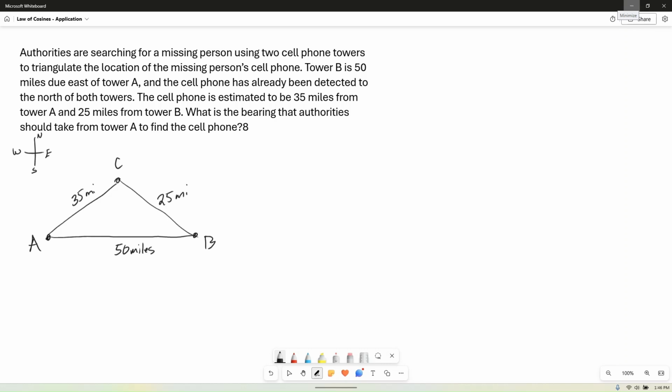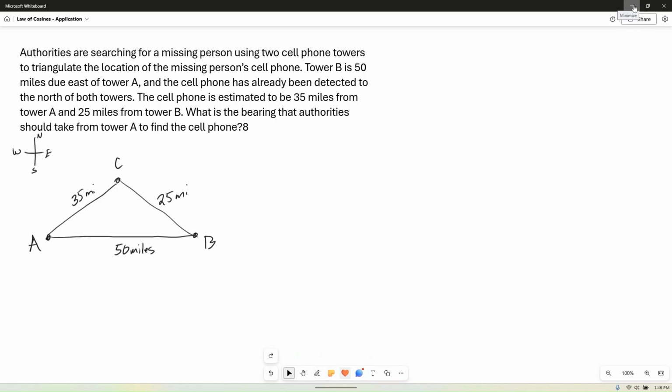And what we want to find out is the bearing. Bearing is just a fancy word for angle, and it is specific. We'll get to that in a minute. What is the bearing that authorities should take from Tower A to get to the cell phone? So we're trying to find angle A. That's what we're looking for.